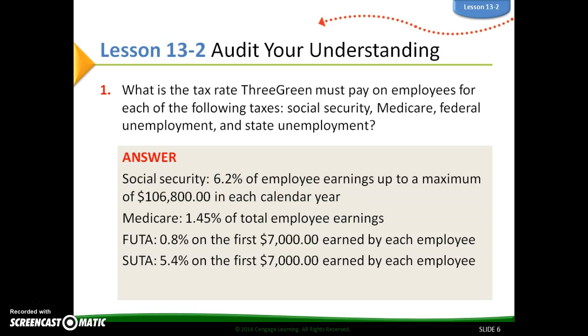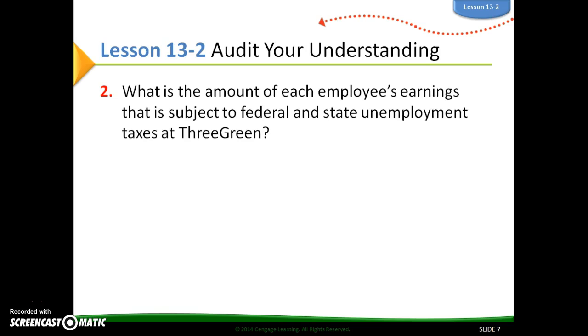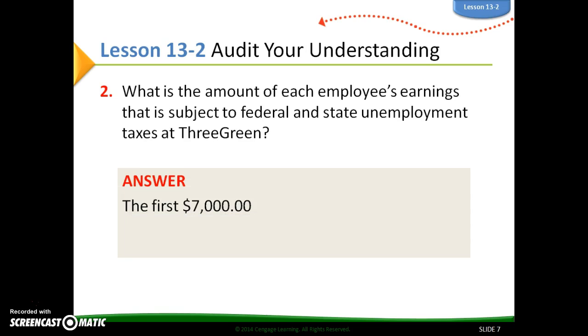And the book is using 6.2% up to 106.8 on the Social Security. Medicare is 1.45. The federal unemployment is 8% on the first 7,000, and then the state is 5.4 on the first 7,000 earned by each employee. What is the amount of each employee's earnings that would be subject to federal and state unemployment taxes? So it's capped at the first $7,000. So after an employee earns $7,000, we're not collecting either the state or the federal unemployment tax.